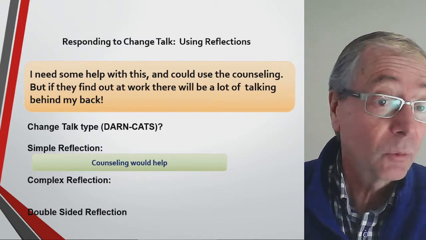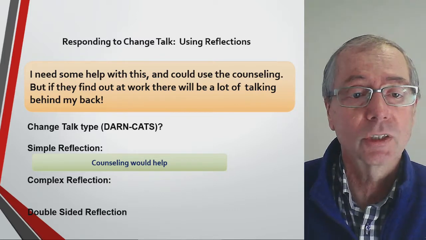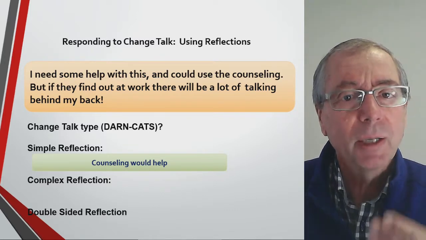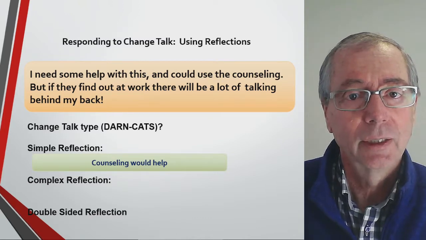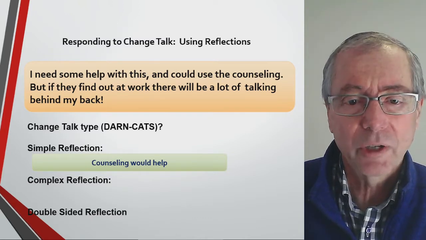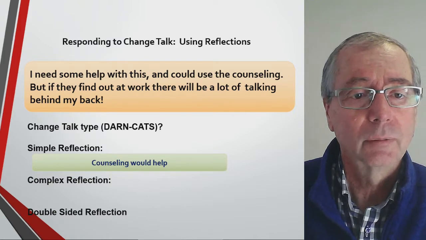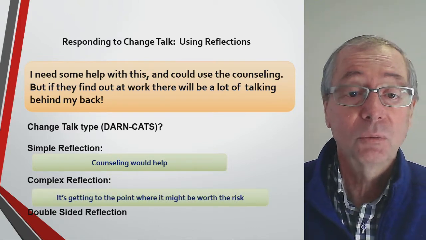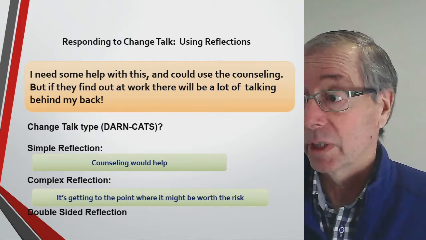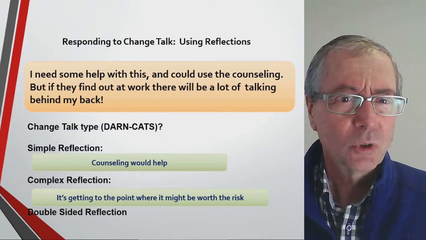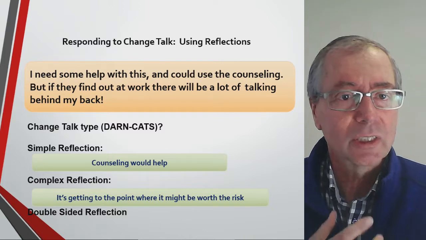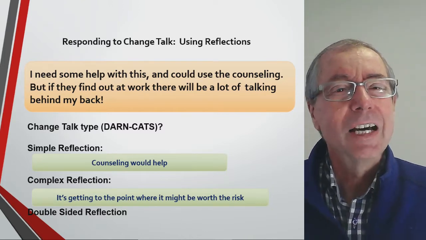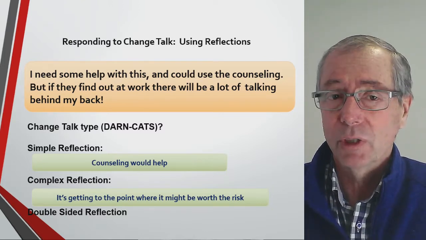Now we might want to go with a more complex reflection where we get sort of in behind the scenes a little bit. So what's going on for the person? And so I think I've got it. It's getting to the point where it might be worth the risk. Right. And so you're seeing the client kind of struggling with this choice. I don't want people to find out, but maybe it's getting to the point where it's worth the risk.